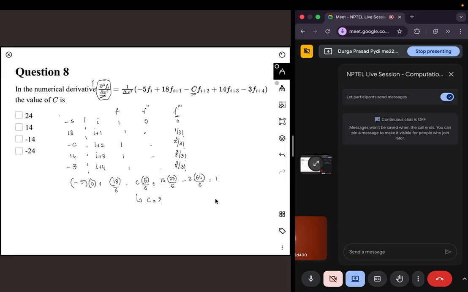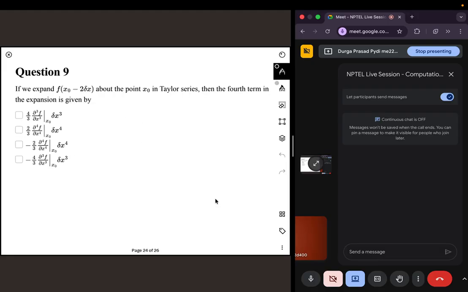This is again a straightforward one. Yeah, all the problems are similar. So let's say if you want to expand this function about x naught in Taylor series, then the fourth term in the expansion is given by the general form: f of x plus some delta x, plus, let's say, sum over n equals 1 to infinity of f^(n), the derivative of f at that particular x, times delta x to the power n by n factorial. So this term asks for the fourth term in the expansion.